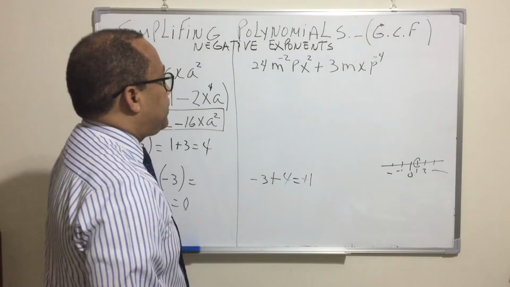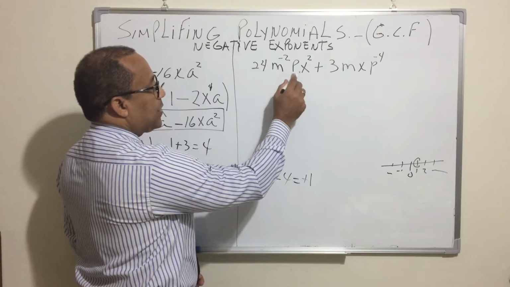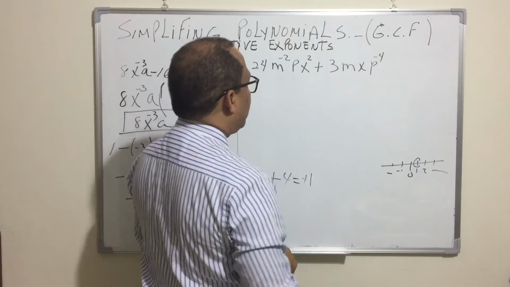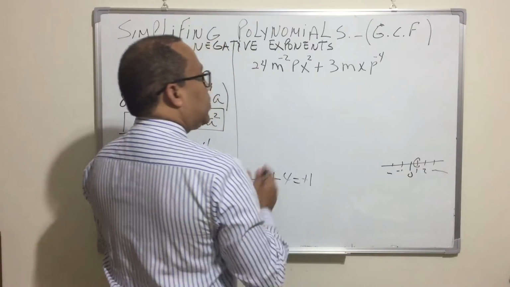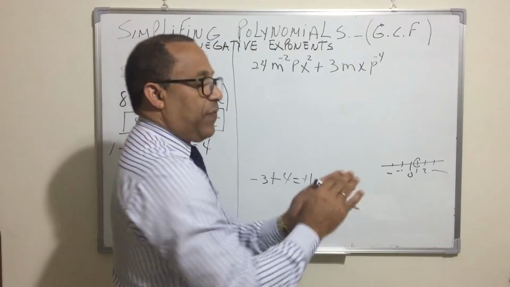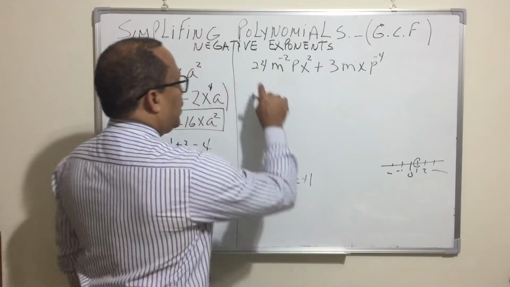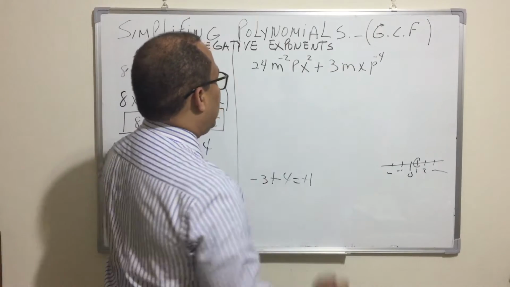Exercise number 2. 24m to the negative 2px to the second plus 3mxp to the negative 4. It's a binomial. I need to simplify the binomial, so I need to find common factors for the coefficients and for the variables. The coefficients, 24 and 3. Common factor between 24 and 3 is 3.